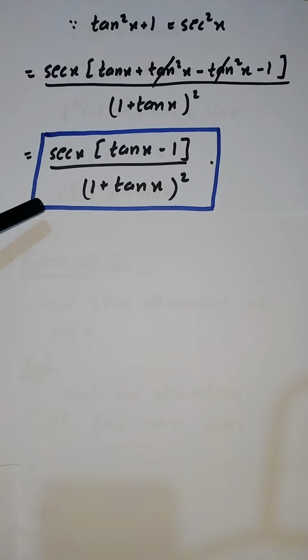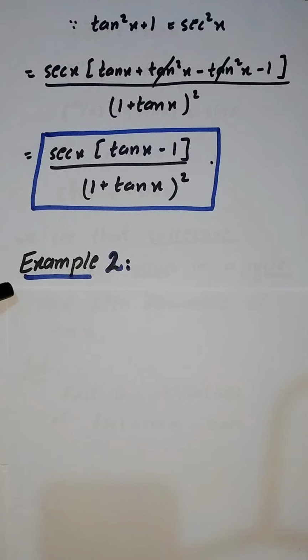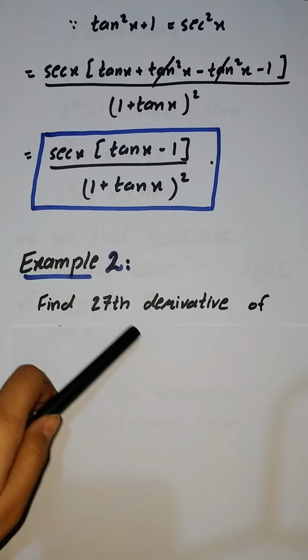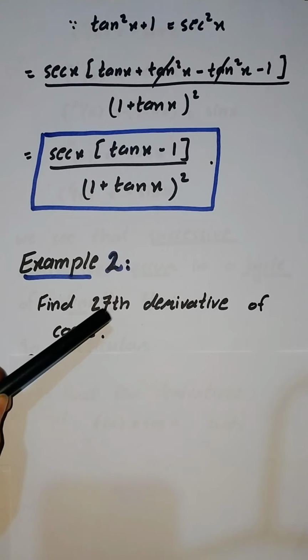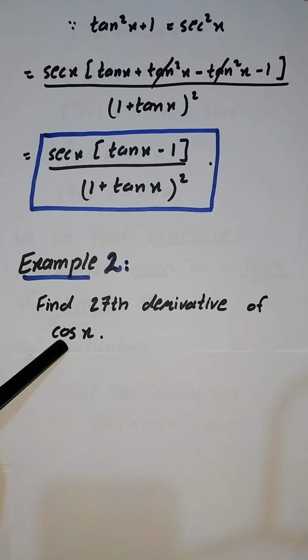This is how we can differentiate a function which involves the trigonometric identities. Now we have another example, which is find the 27th derivative of cos x. Here the function is cos x. We have to find the 27th derivative. This is a trigonometric function.